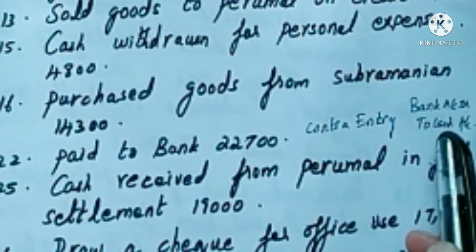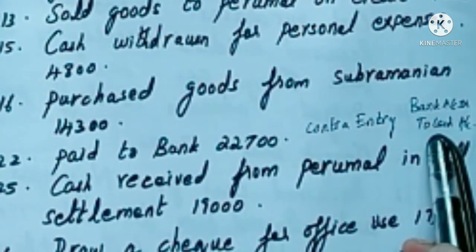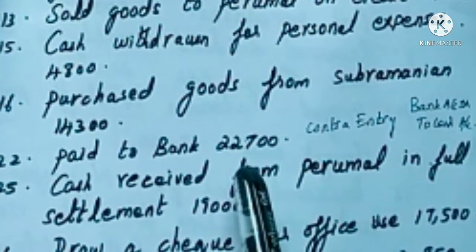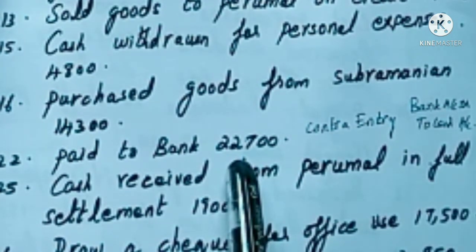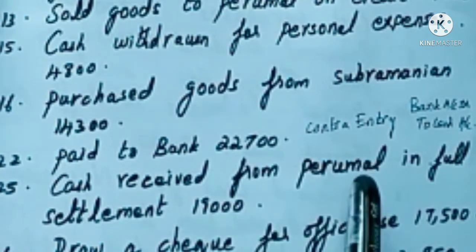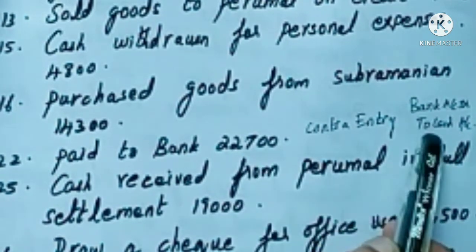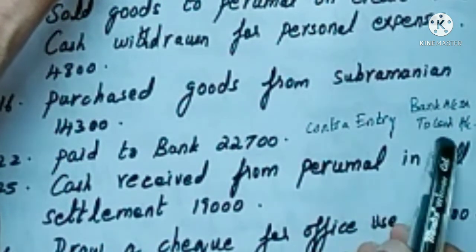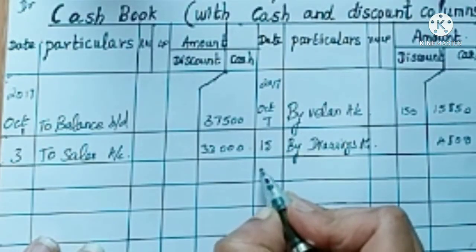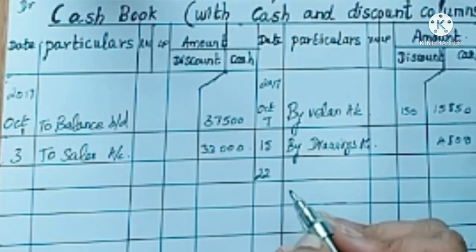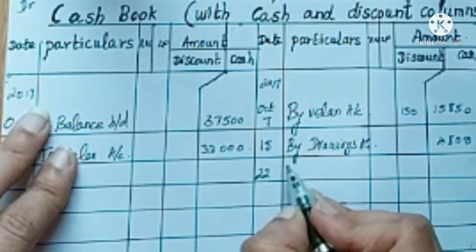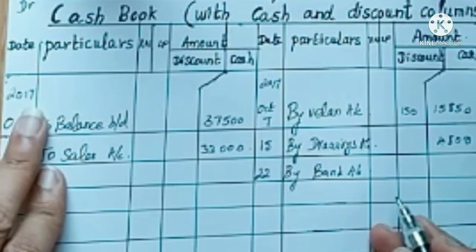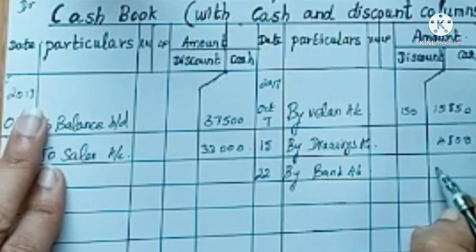Here cash account is credited. So I am going to write it on the credit side of cash book, by bank account, rupees 22,700. Whenever there is bank and cash accounts in journal, it means it is a contra entry. On 22nd October 2017, by bank account, amount is rupees 22,700.